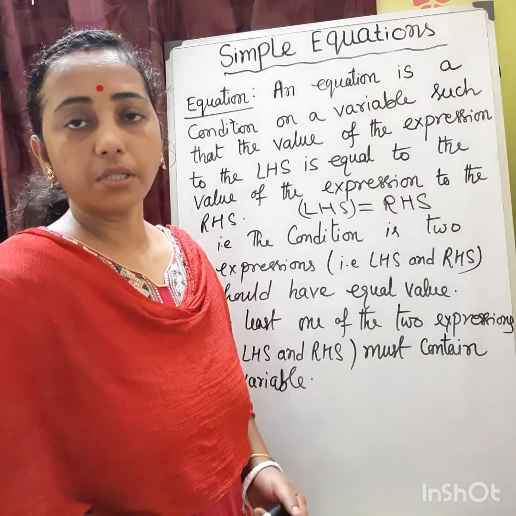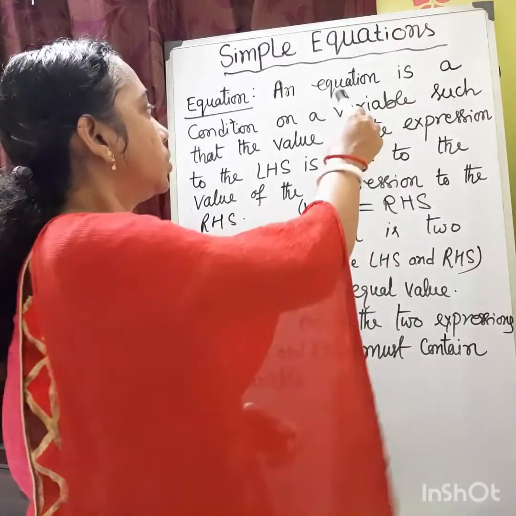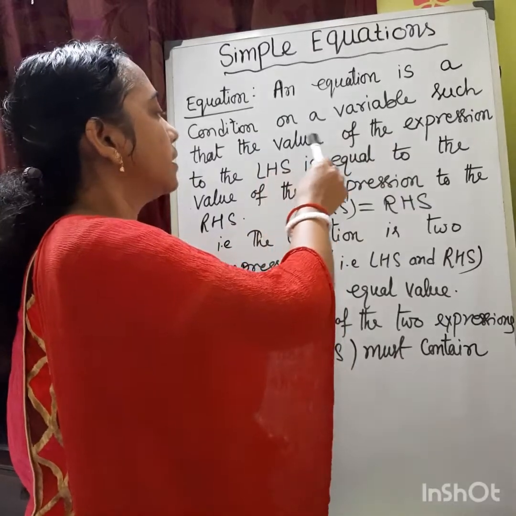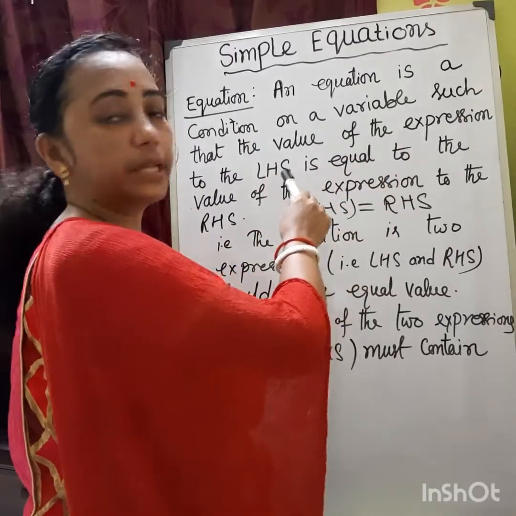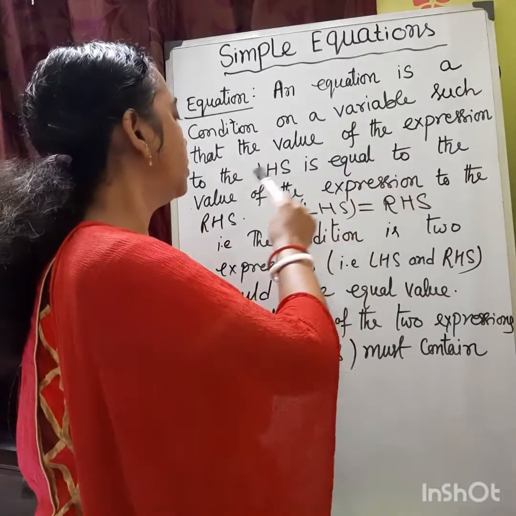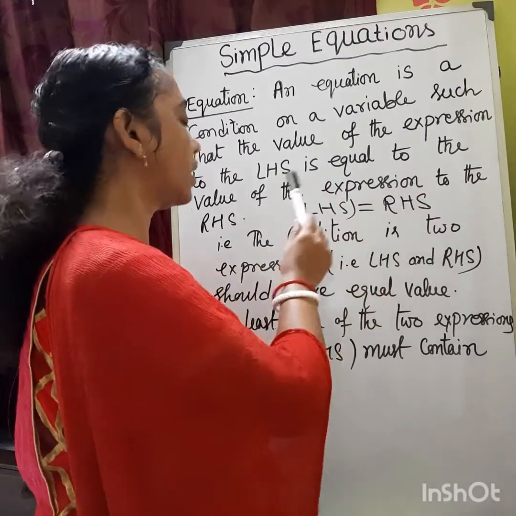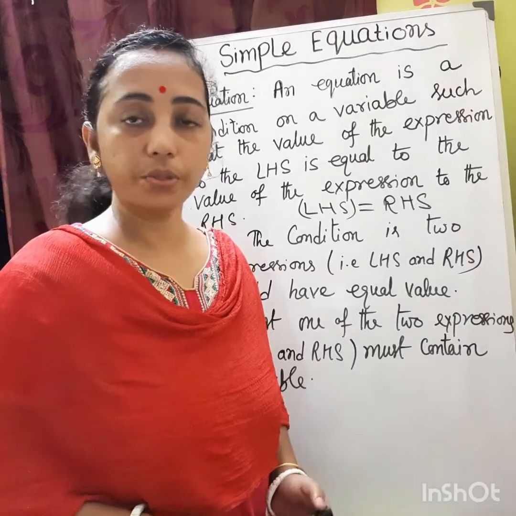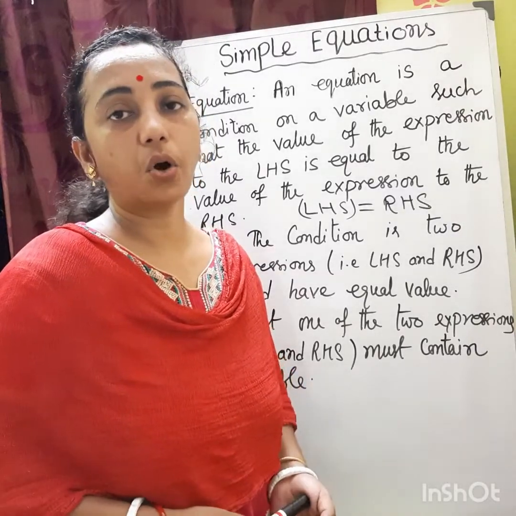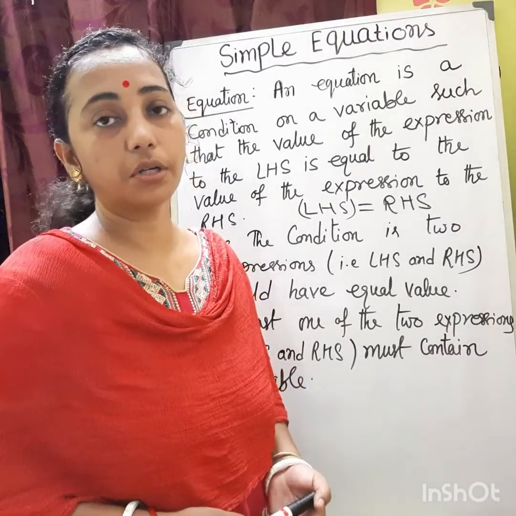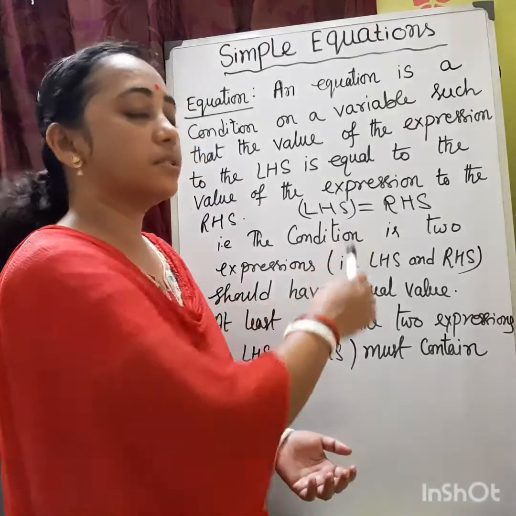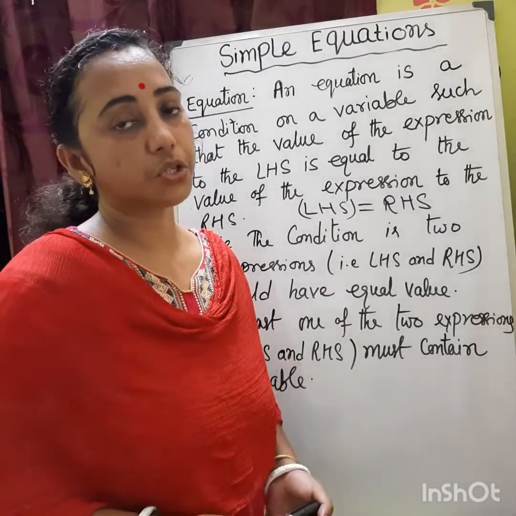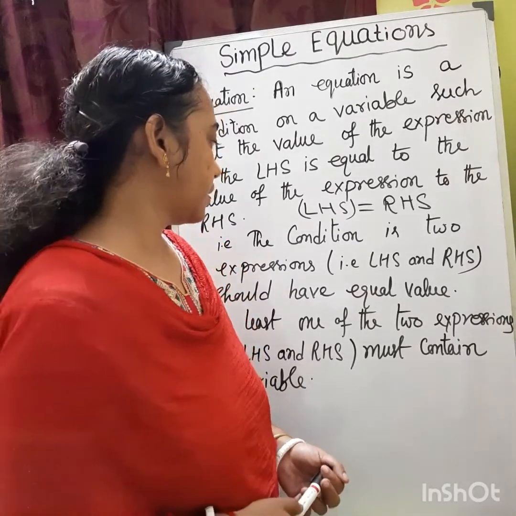So in other words, we can say that an equation is a condition on a variable such that the value of the expression on the left hand side is equal to the value of the expression on the right hand side. Every equation has two sides. One side is called the left hand side, in short LHS, and the other side is called the right hand side, in short RHS.